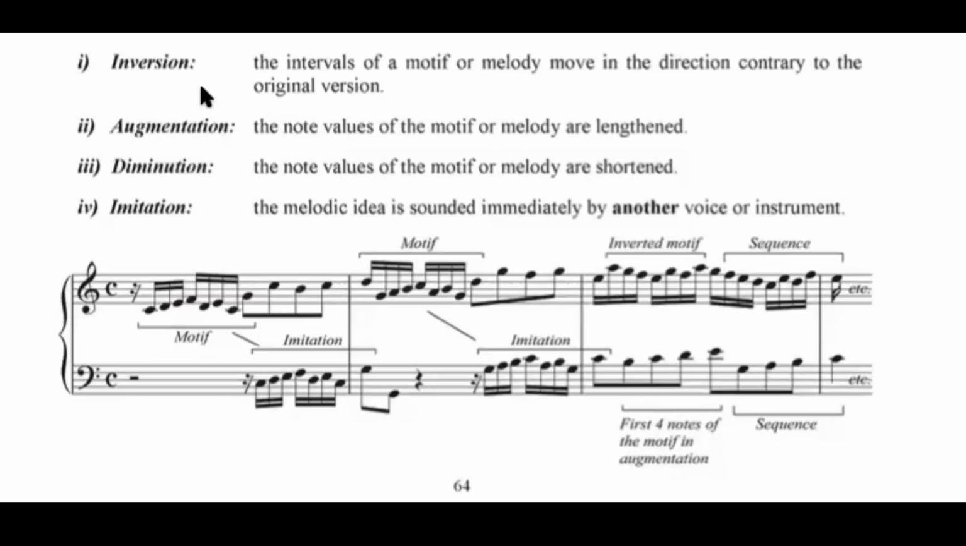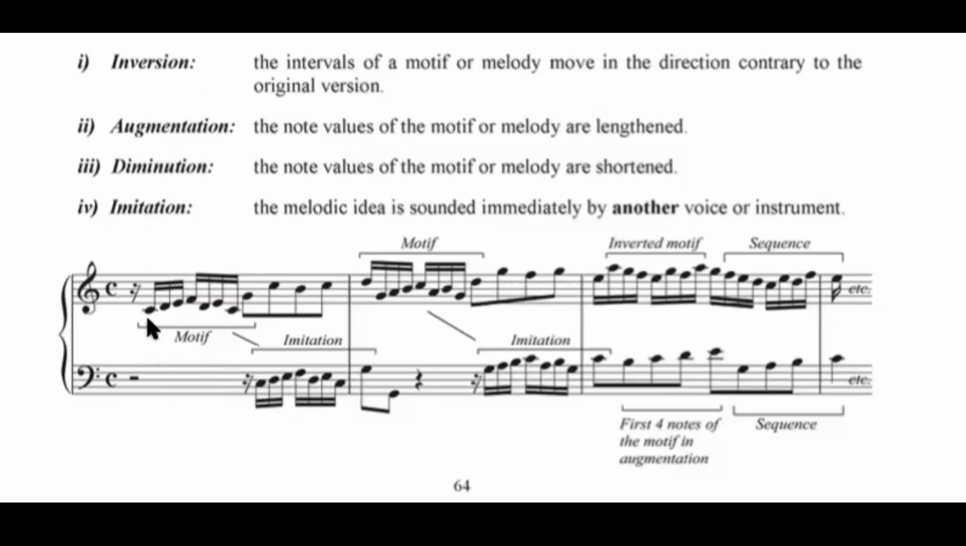A motif can be inverted, known as an inversion, of which the intervals of the motif or a melody move in the opposite direction. Augmentation refers to the lengthening of the note values of the motif. Diminution refers to the shortening of note values. And imitation refers to the melody being played by another instrument or another voice part.